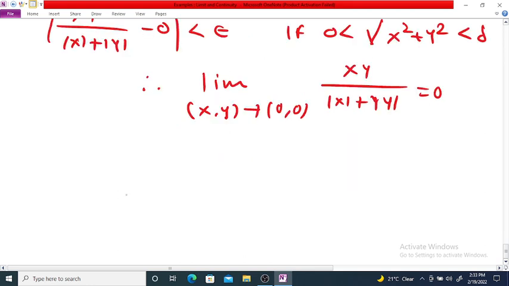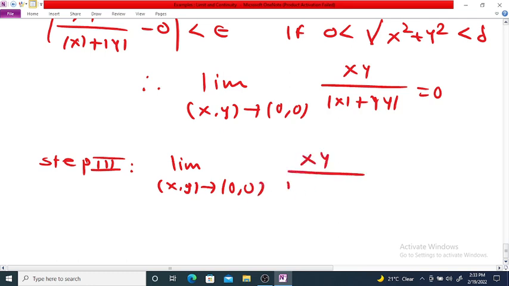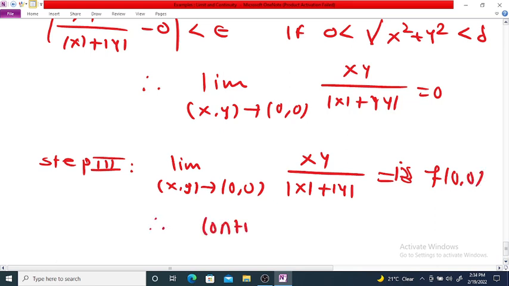Now, step number 3: the limit as (x, y) tends to (0, 0) of xy divided by mod of x plus mod of y is equal to what? It is equal to f of (0, 0), and therefore it is continuous. The given function is a continuous function.